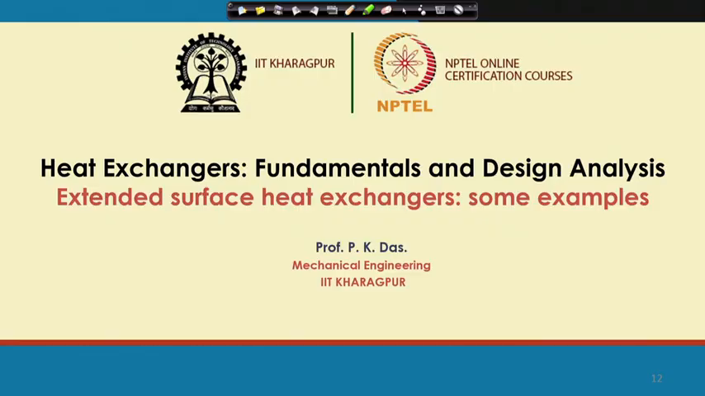For quite a few lectures, we are discussing extended surfaces. Extended surfaces are very important, that is why we are spending some time on it. We need to know what the different options available are. We need to know what various designs of heat exchanger we can have using extended surfaces, and how to estimate the rate of heat transfer from extended surfaces, etc.